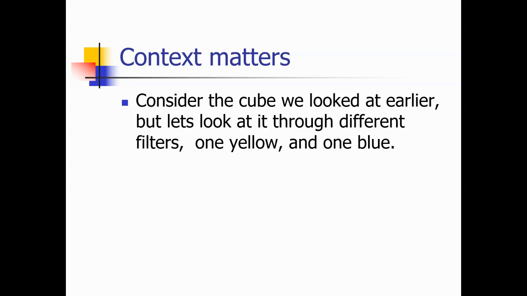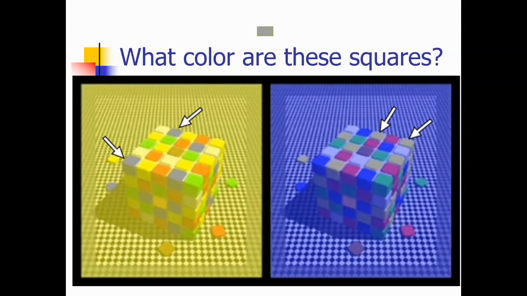Let's look at some more color in context, and we'll go back and look at the cube. But now we're going to look at it as if we were looking through two different filters. The filter on the left is yellow, and the filter on the right appears blue. So what color are the squares that the arrows are pointing to? Well, on the left, they appear to be blue. On the right, we're pointing at squares that appear to be yellow. That's what yellow looks like when you're looking through a blue filter. The reality is, all of those squares are the same color.